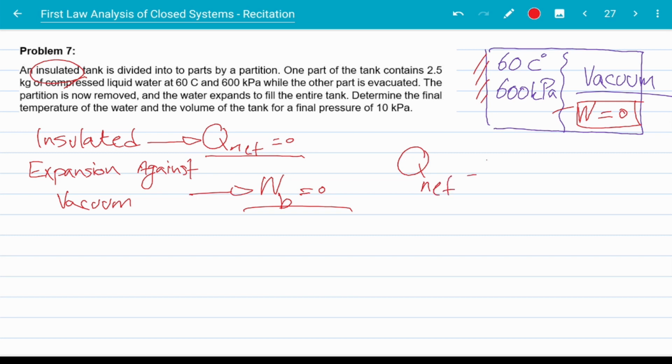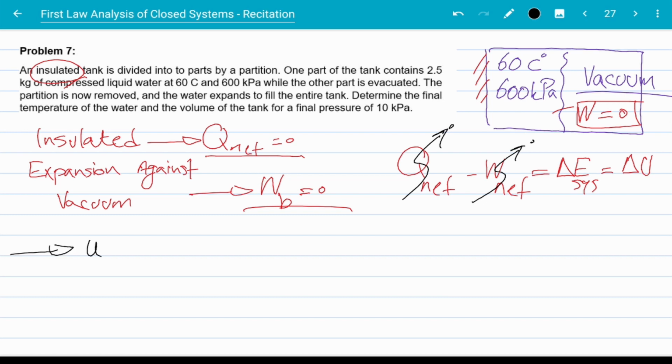Q net minus W net is equal to the change of energy of the system, right? In the case of this tank, we are okay to neglect the kinetic and potential energies. This reduces to the change of internal energy. Because of the insulation, Q is 0. Because of the expansion against vacuum, W is 0. And we end up with the internal energy of the final state being equal to the internal energy of the initial state. Now with this in hand, let's get to the problem.